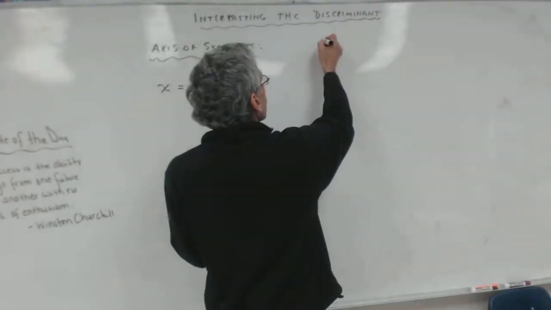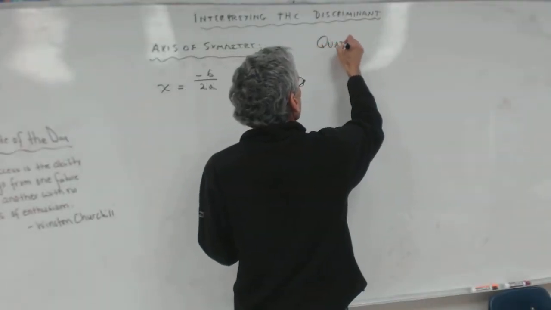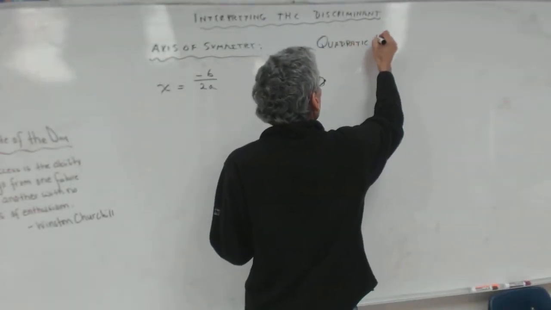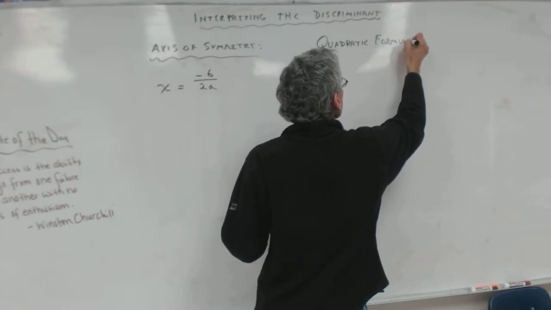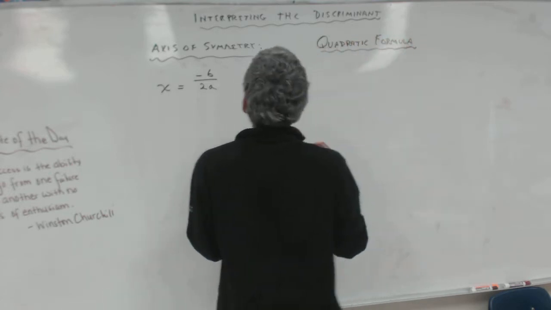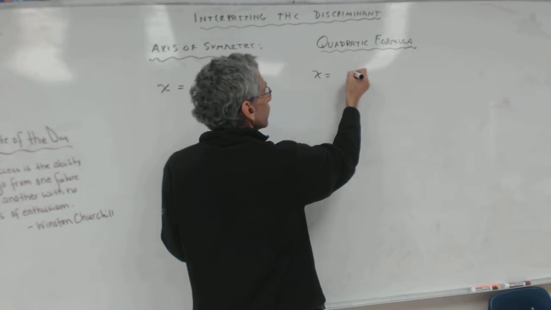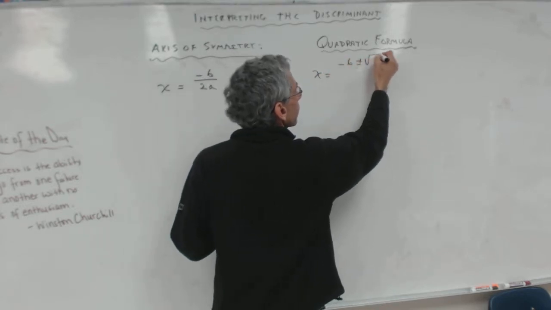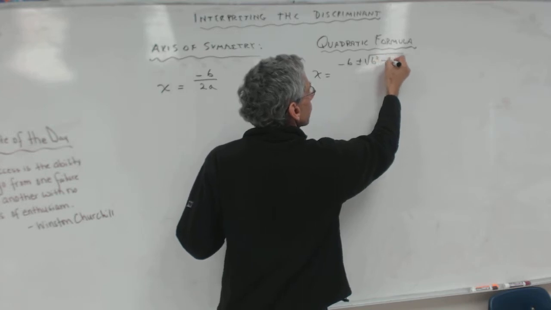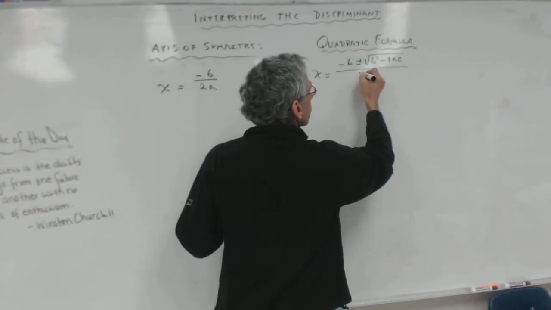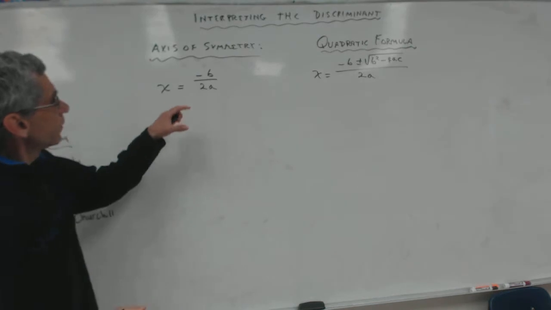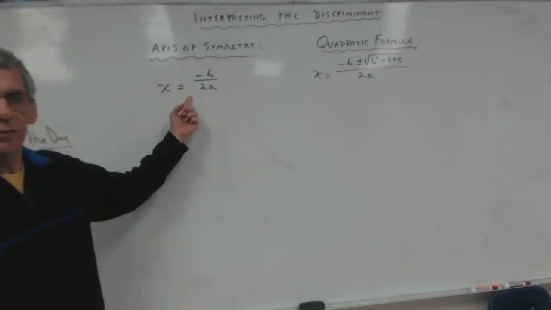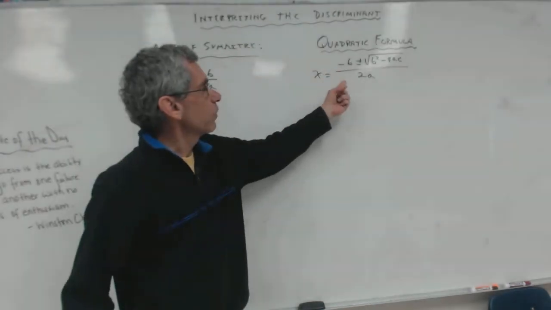And then you also know the quadratic formula. And that is what? X equals negative b plus or minus the square root of b squared minus 4ac, all over 2a. Okay. Notice that they both have negative b over 2a, right?